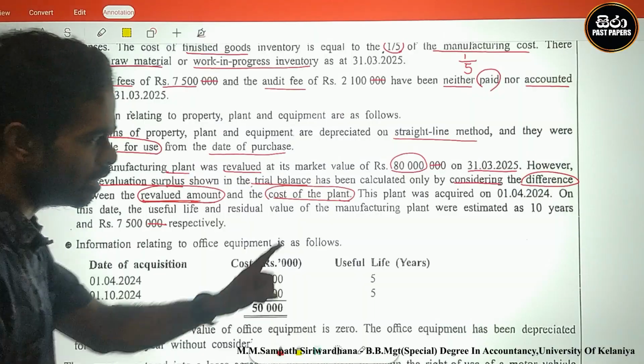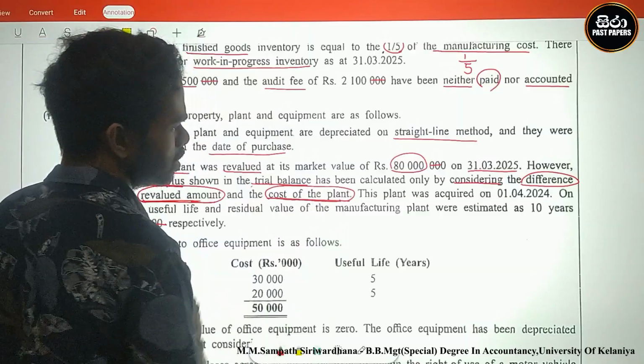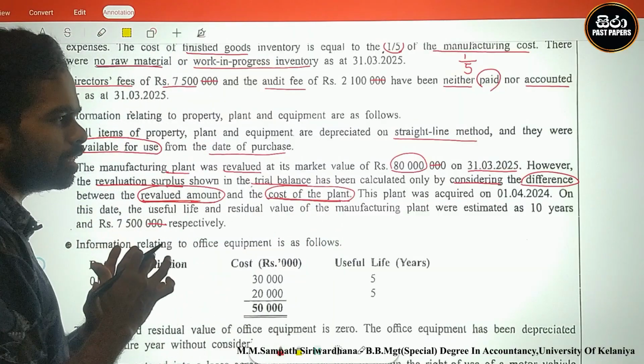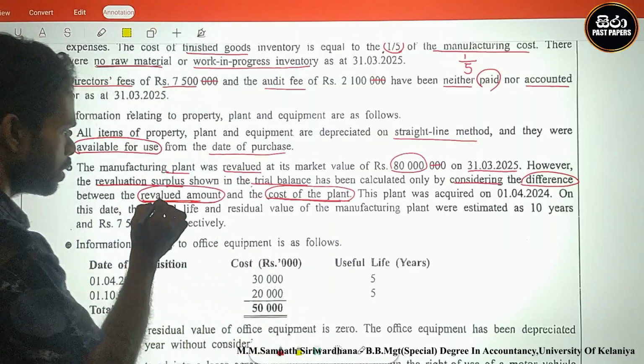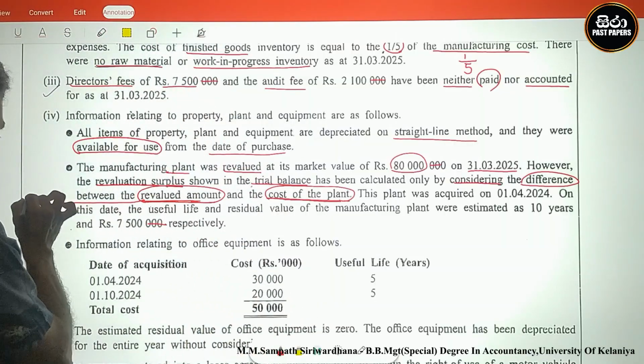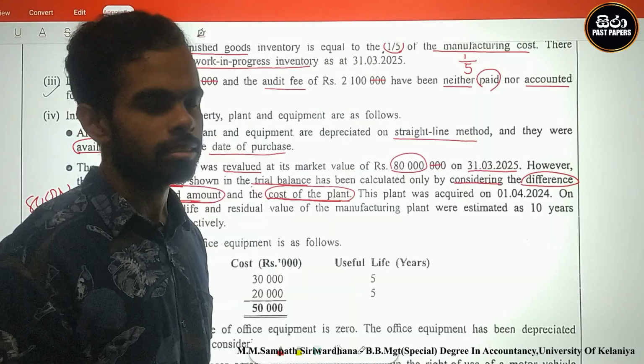Revalued amount, what is that? 80,000 and the cost of this plant. There is a gap between 80,000 and the cost. 80,000 is the revalued amount. Revalued amount means 80,000 and the cost of the plant.